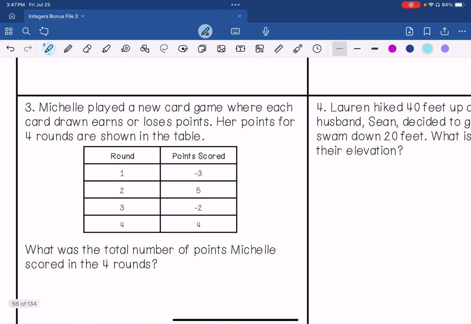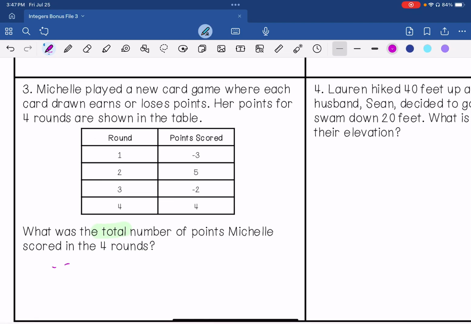Michelle played a new card game where each card drawn earns or loses her points. Her points of the 4 rounds are shown in the table. What is the total number of points Michelle scored in the 4 rounds? Total means we're going to add. So we have -3 plus 5. That is going to be 2. 2 plus -2 is 0. Plus that 4 is 4 points.